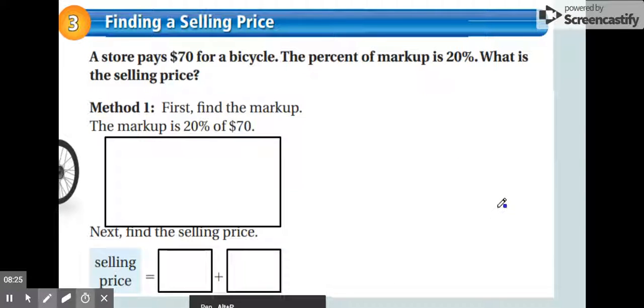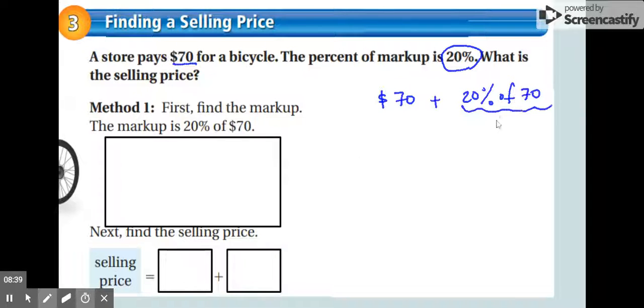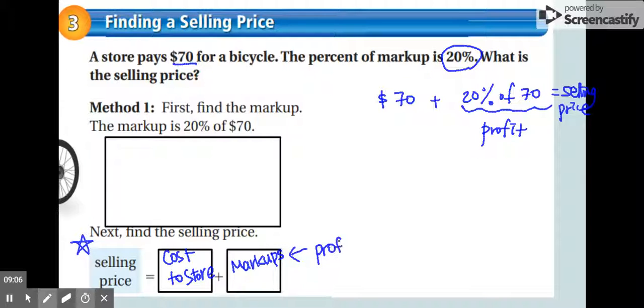So next we're going to review this question. Markup is 20%. So the store pays $70, and they're going to add 20% of 70. This is going to be their profit, right? And this is going to be the selling price. So let's look at how to find a selling price. It's the cost to store. You need to find the amount of money that the store pays. So that's called cost to store. And you add markup, right? Markups. And this is going to be the store's profit.